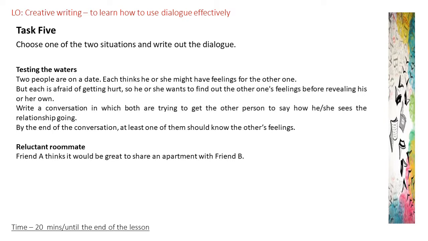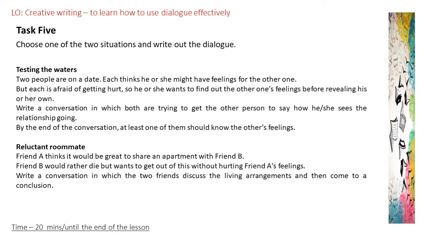So that's option 1. Option 2 is reluctant roommate. Friend A thinks it would be great to share an apartment with friend B. Friend B would rather die, but wants to get out of this without hurting friend A's feelings. Write a conversation in which the 2 friends discuss the living arrangements and then come to a conclusion. By the end of the conversation, one of the friends will not be pleased with the outcome. So please pause the video for 20 minutes or until the end of the lesson to write out one of the 2 situations and the dialogue that goes along with it.